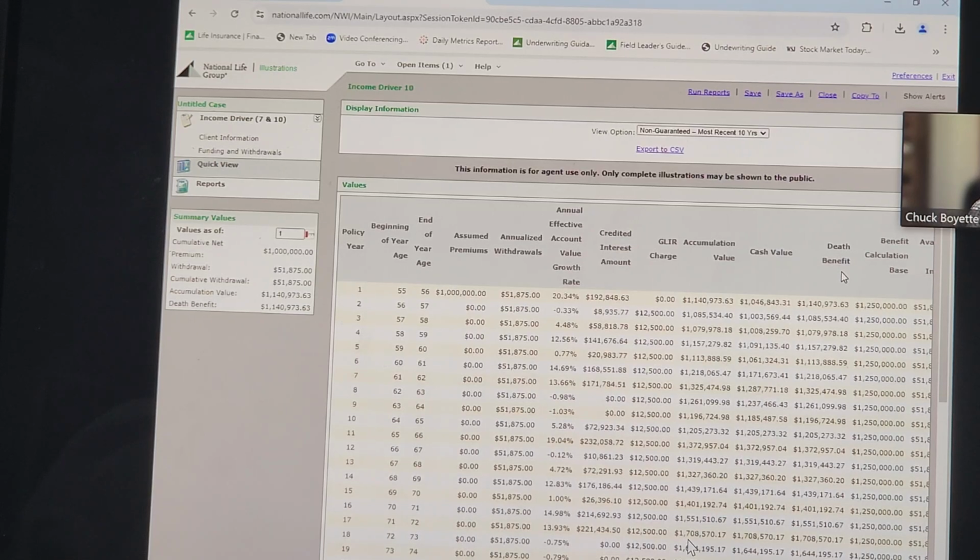On the far right is the death benefit. So that'll tell you the death benefit at each point in time, even after income's been taken. You can see that the death benefit is still pretty significant. And that is really an easy illustration with income driver.